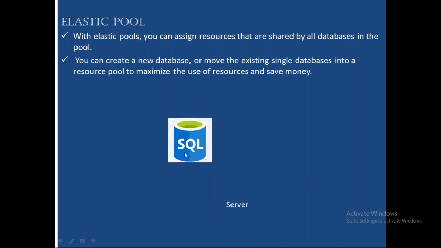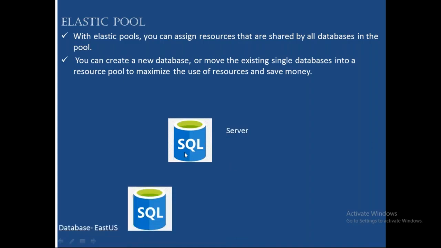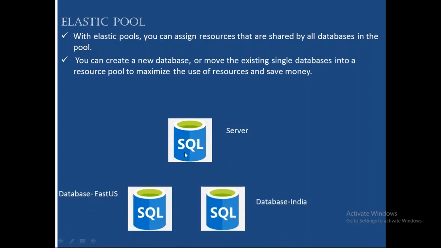Here you see this is the SQL server. I have an East US database and an India database. Now see what happens: these two databases are going to share the resources. Whatever compute and memory you increase here will be shared between these two. Okay, friends, whatever you do will be shared between all these databases. That is the elastic pool. Elastic pool means you have multiple databases, but these databases share the resources to save money.